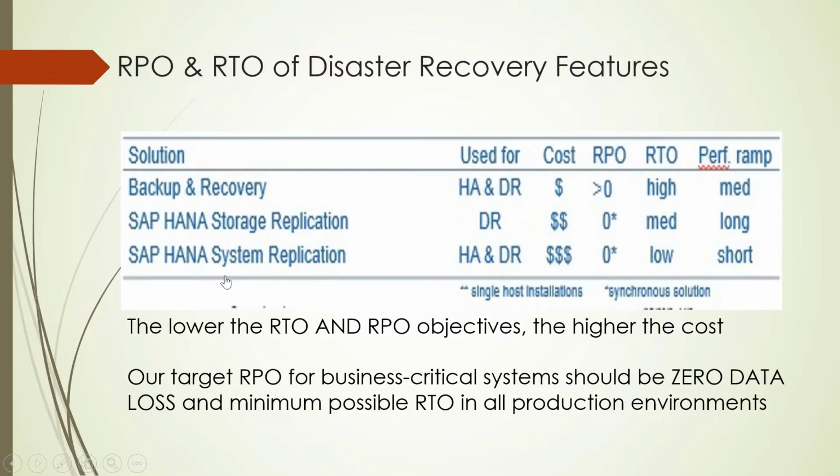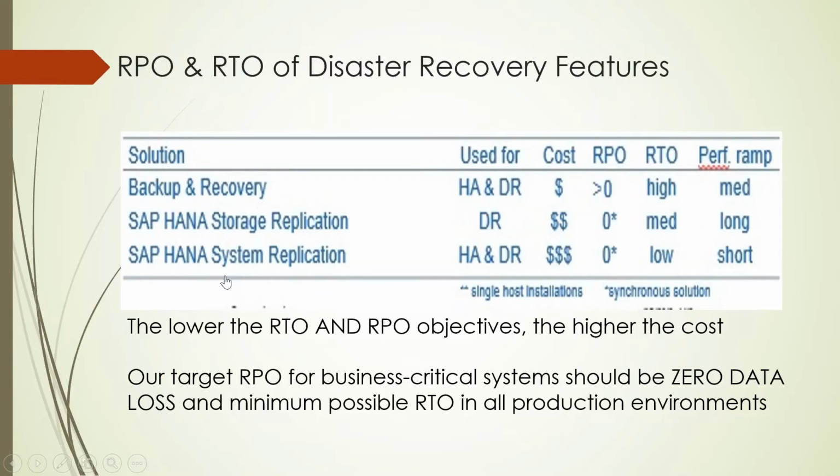HANA system replication is used for HA and DR. The cost is higher than storage replication. The RPO is near zero in HANA system replication, and the RTO is lower. If a disaster happens, within 30 minutes you can bring up your disaster systems using HANA system replication.